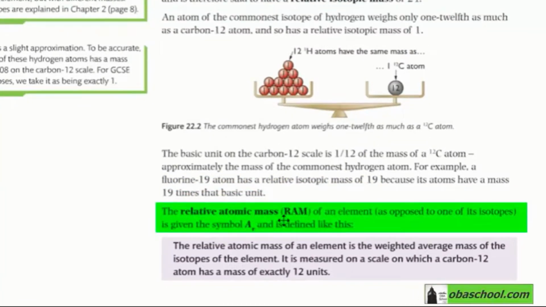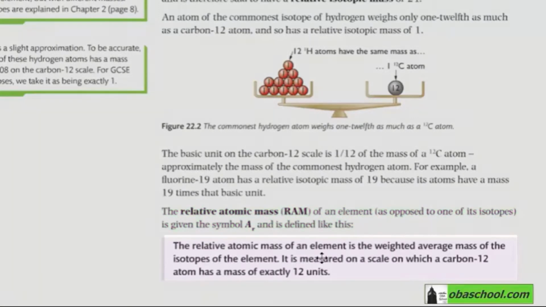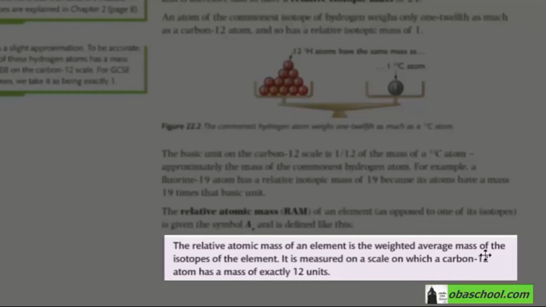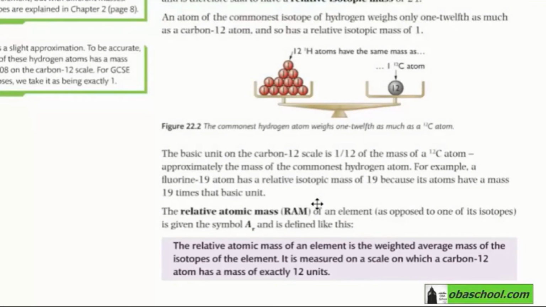The relative atomic mass, RAM, of an element is given the symbol Ar and is defined like this. The relative atomic mass of an element is the weighted average mass of the isotopes of the element. It is measured on a scale on which a carbon-12 atom has a mass of exactly 12 units, as we mentioned. It might sound daunting at first, but whenever we start applying and solving exercises, it will become easier to find the relative atomic mass of any element.